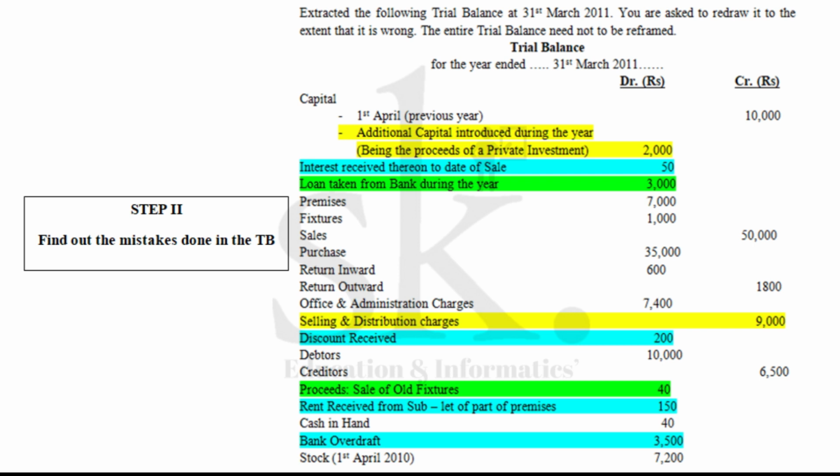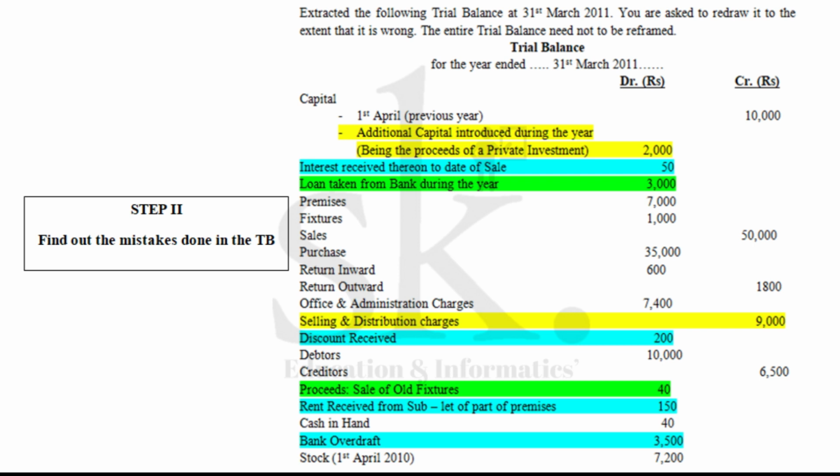Premises, 7,000 on the debit side, it's an asset. It has to be recorded on the debit side, it's correct. Fixture, 1,000 rupees on the debit side. Fixture is an asset, it's right on the debit side. Sales, 50,000 on the credit side, it's right because sales is revenue, income on the credit side, it's okay. Purchase expense, 35,000, debit side, right.